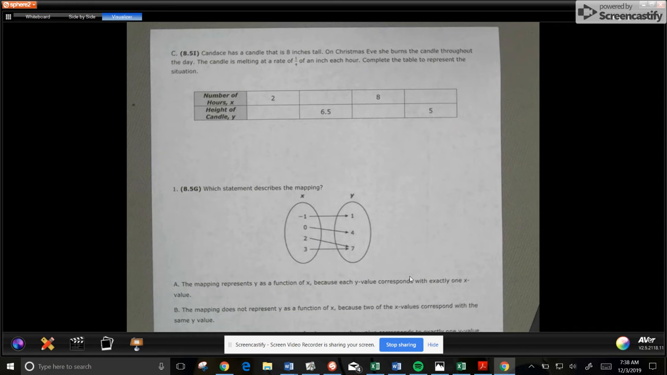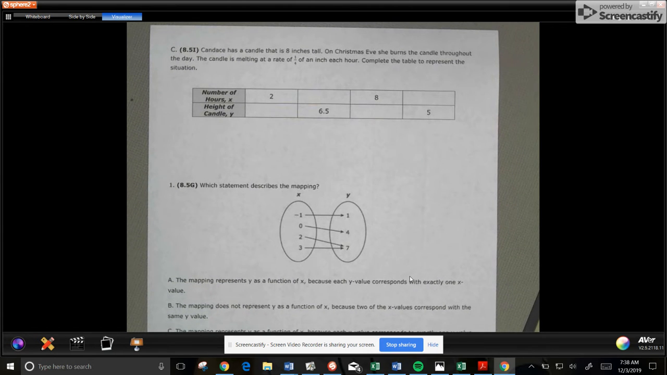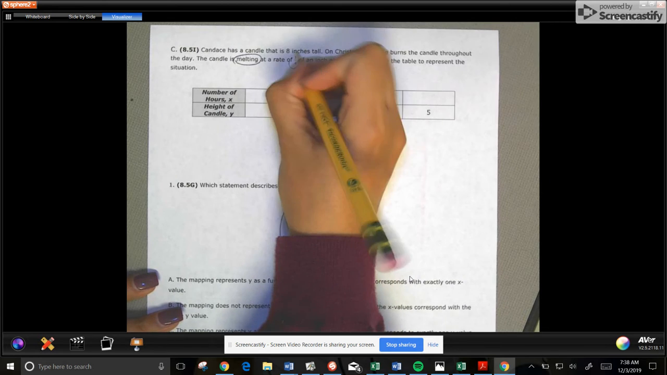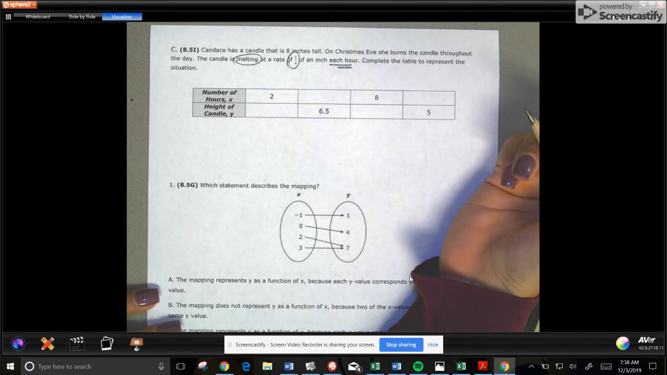Question C. Candace has a candle that is 8 inches tall. On Christmas Eve, she burns the candle throughout the day. The candle is melting at a rate of 1/4 of an inch each hour. Complete the table to represent the situation.